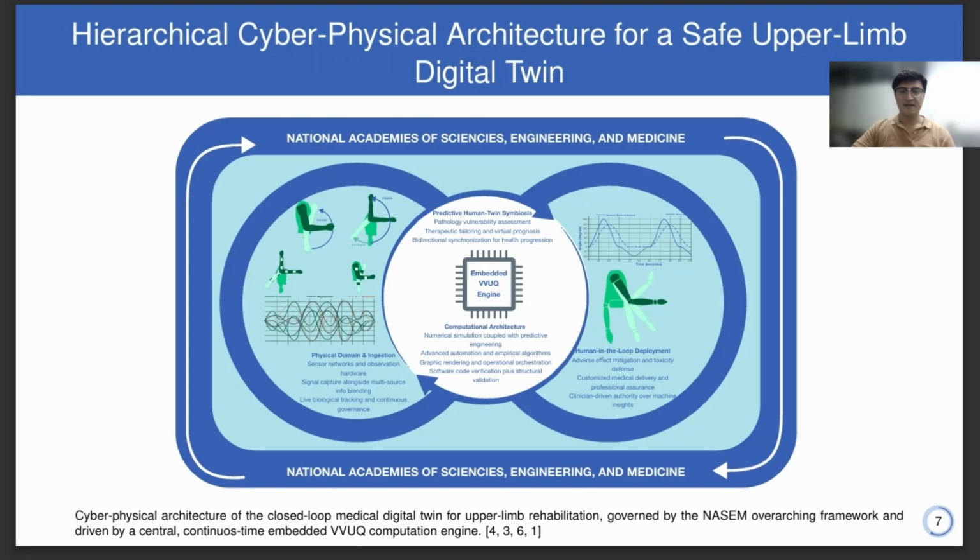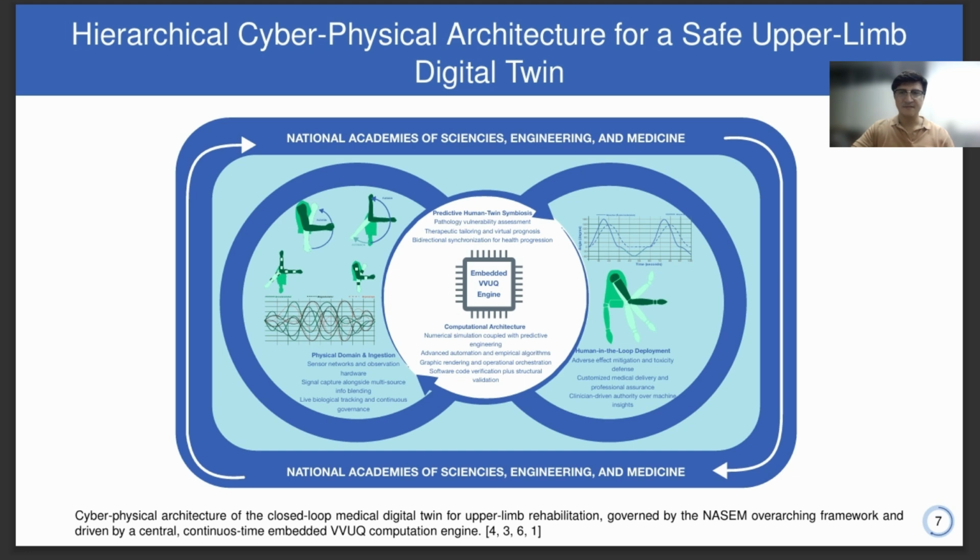Hierarchical cyber-physical architecture. These diagrams show how the physical patient and the digital model work together in a closed loop. The blue border represents the NASEM guidelines, the outer rule protecting medical safety and standards throughout the whole project. On the left, the physical domain: the real patient performing shoulder and elbow exercises tracked by wearable IMU sensors. This captures real data, but also noise and errors we need to fix.